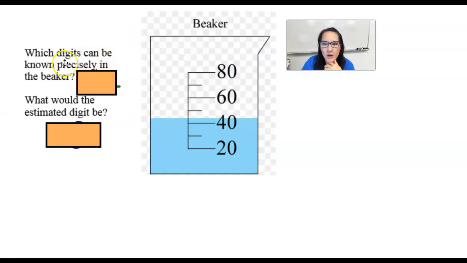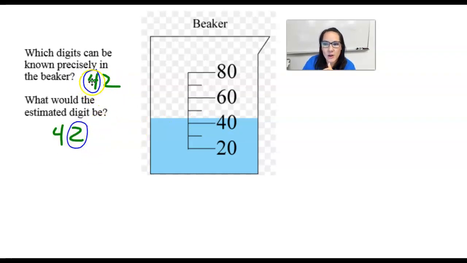Okay, what about this beaker? Which digits can be precisely known in the beaker? Well, I know that this is 40, I know this is 50, I know this is 60. So I know the tens place for sure. So I know it's at least 40. The estimated value is going to be that one more number in between. So I know for sure that it's 40, and I'm going to estimate that it's 42. This is the known value. This is the estimated value. Both of them are significant, so this measurement has two significant figures.